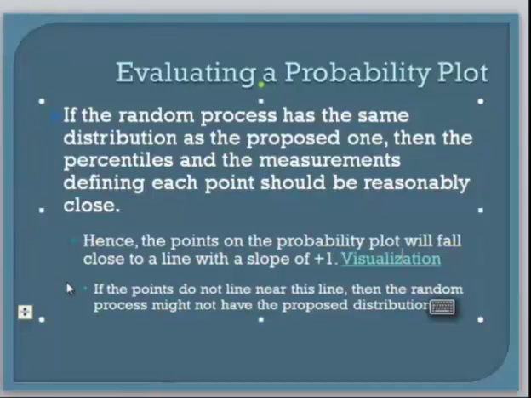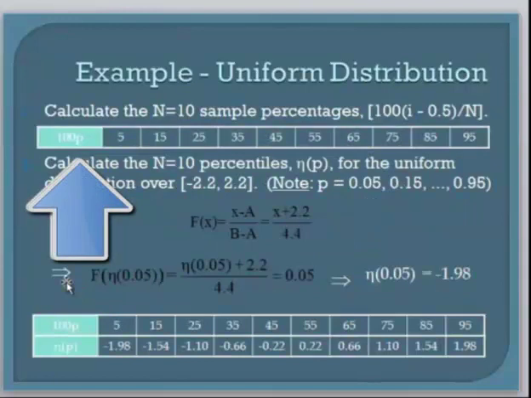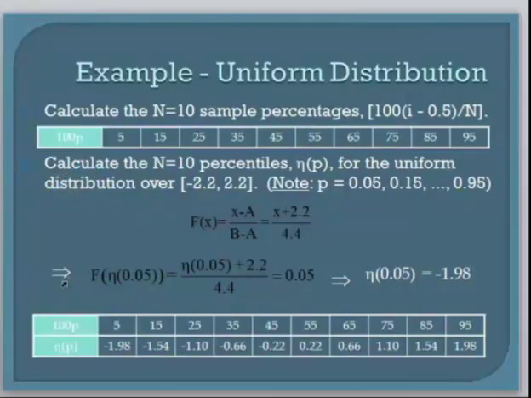And we saw that. So for an example, let's say we have 10 independent measurements of a random variable that we've gotten from a random process. Here they are, and we're asked to construct probability plots to determine whether this random variable has a uniform distribution with these limits on it, or a standard normal distribution. So first thing we do, if it has a uniform distribution, we've first got to calculate those n equal 10 sample percentages. So there we go, it's 5, 15, and so forth. We just plug into that formula.